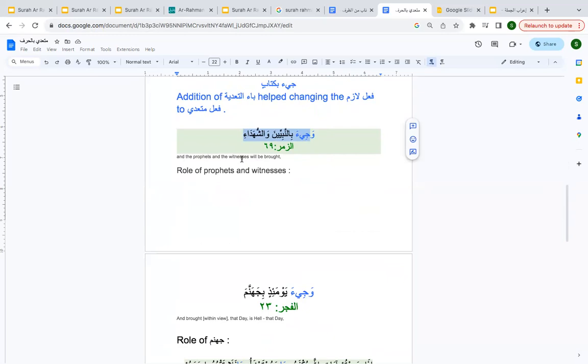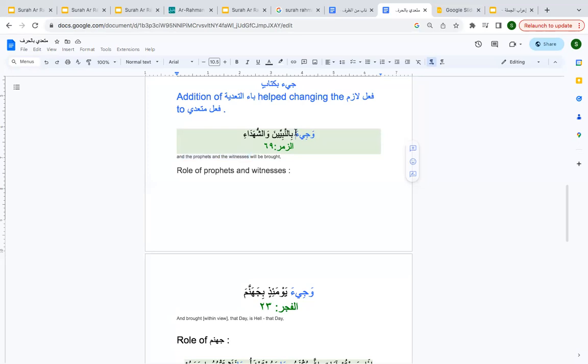Or here you can see ji'a bin-nabiyyina wa shuhada'i. The prophets and the witnesses will be brought. Is there any mention of a doer? Here, they are done to. But did you notice how ji'a is a passive? For those of you who don't know, ji'a is a passive. So here, bin-nabiyyina wa shuhada'i is acting as naibul fa'il. In English, you can easily see that the prophets and witnesses will be brought. The prophets and witnesses are naibul fa'il for ji'a.